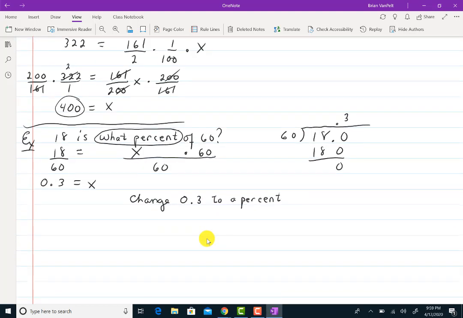Well, the way you do that is you start with your 0.3. We've talked about this before, and you move the decimal over 2 places. And then when you go past a spot like that, you have to fill it in with a 0. So this is the same as 30%.